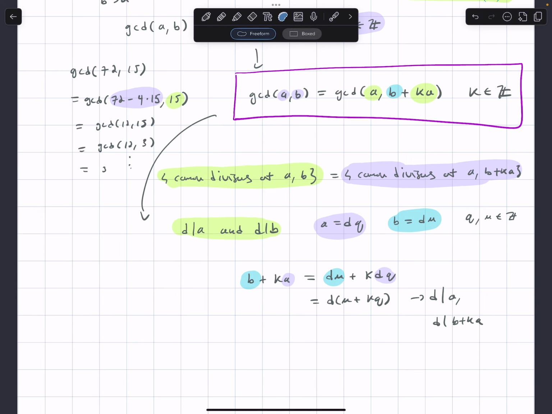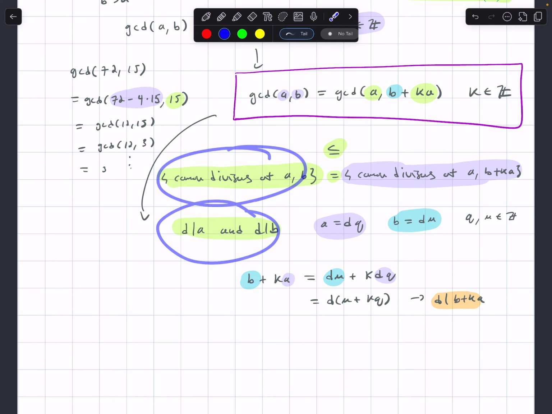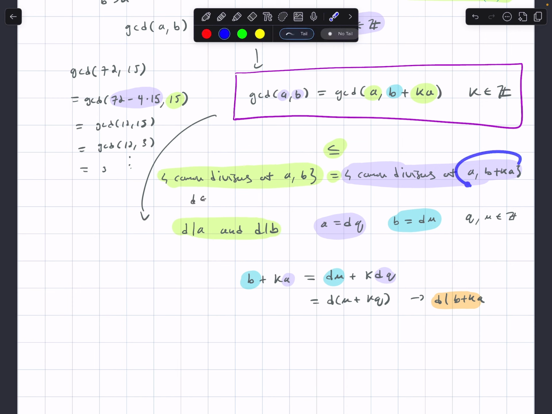So actually, this is one we just proved. I don't really need to write this one again. This shows that d divides b plus k times a. So what's that saying? That's saying that the common divisors of a, b is a subset of the set of common divisors of a and b plus k times a, right? If d is in this set, d is a common divisor of a and b, then it's a common divisor of a and b plus k times a.